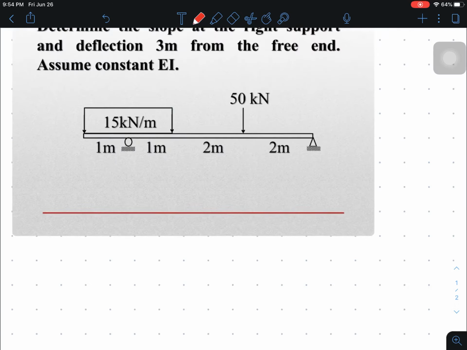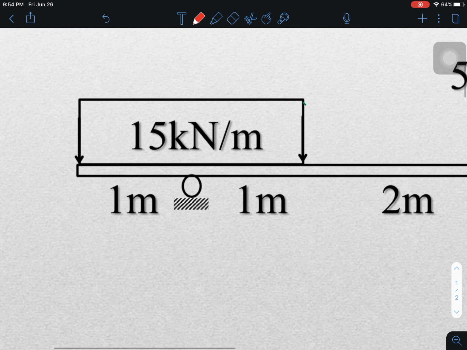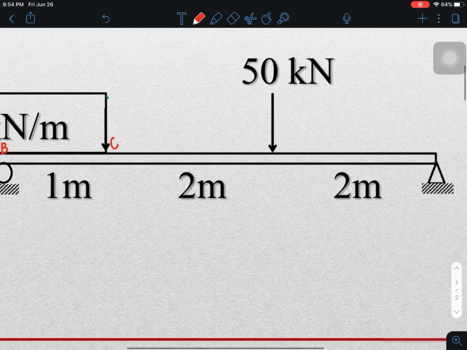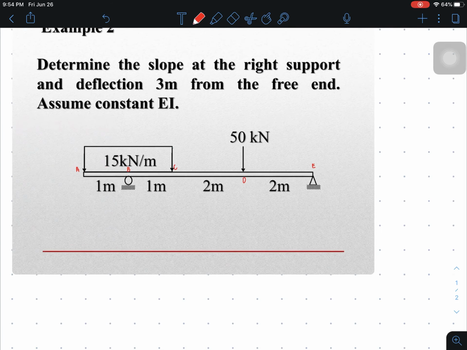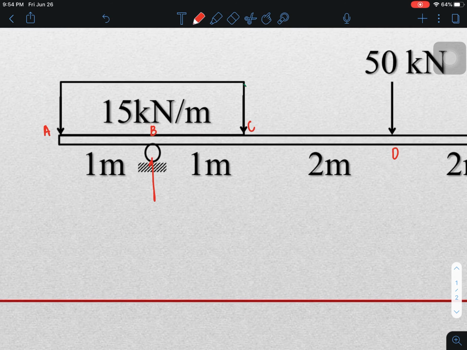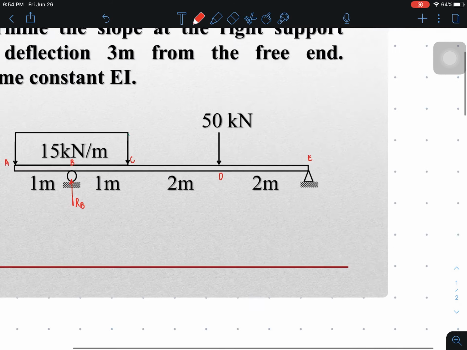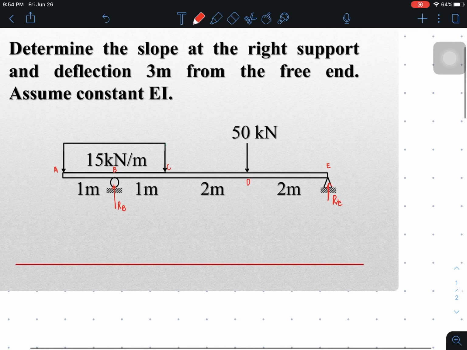So first, buhaton na to kay mag-letter lang sa to, mag-assign sa tag-letter. So I'll call this letter A. This one is my letter B. Then this is letter C, and this is letter D, and this is letter E. No? And then, of course, naa tay reactions today. So RB, and I'll have here RE. And of course, naa ko'y resultant today. This is 15 times 2. This is 30.